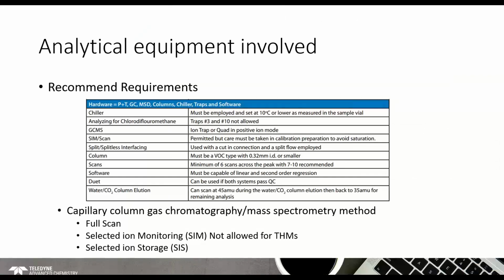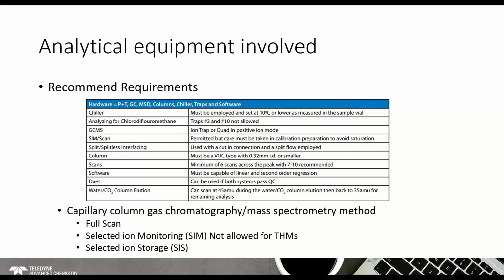And here's a convenient table outlining the analytical equipment involved in 524.3 and the recommended requirements for your review. I wanted to take the time to point out a few of the key hardware and requirements set for 524.3. Standard hardware includes a chiller for temperature-sensitive samples and must be set at 10 degrees Celsius or lower, but not frozen. Samples cannot be held for more than 14 days after collection, too.